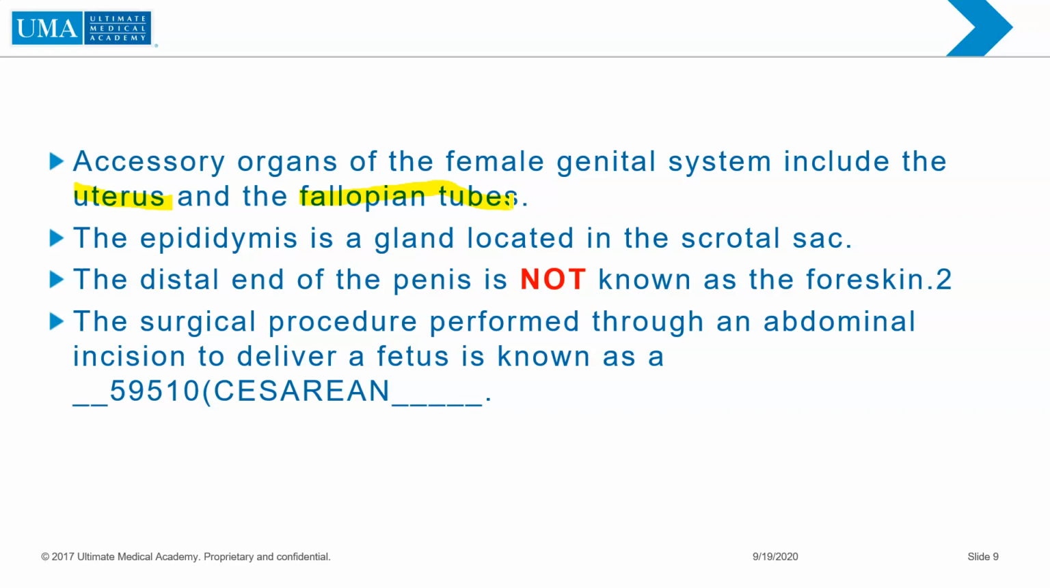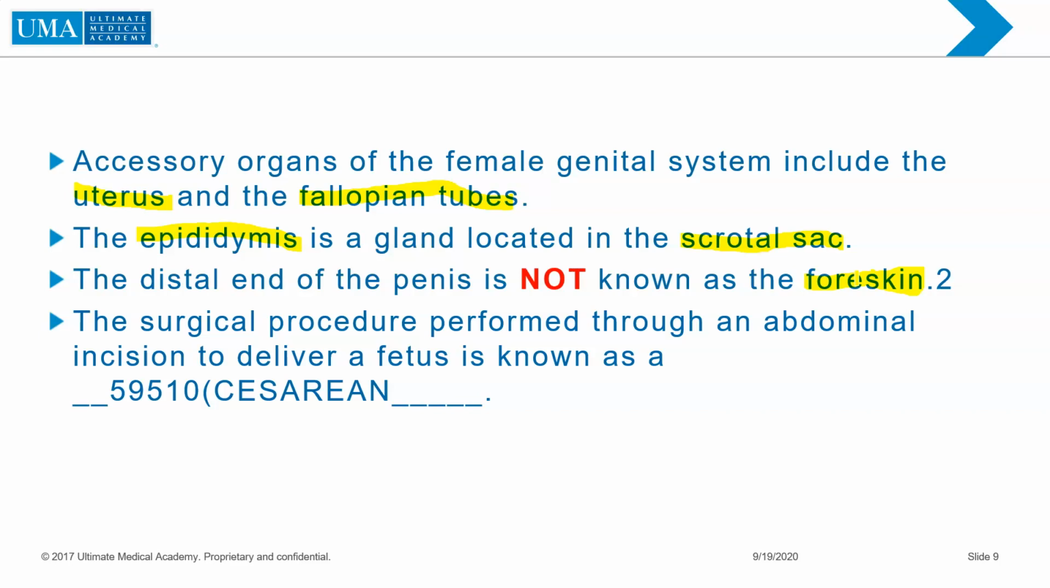And for the male, the epididymis is a gland located in the scrotal sac. So the epididymis is a gland located in the scrotal sac. So that's in reference to the males. Okay. And the distal end of the penis is not known as the foreskin.